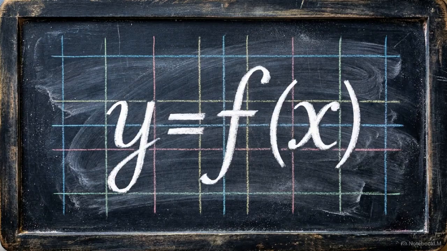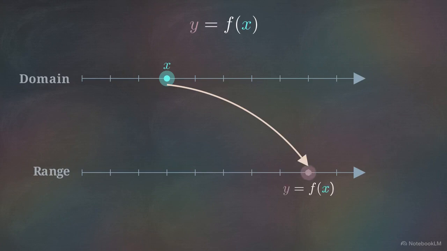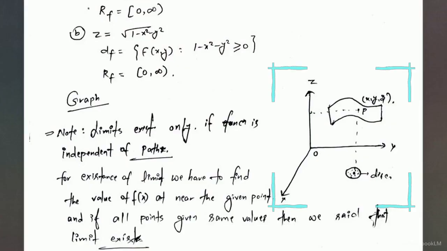Think about the baseline we already know, a one-dimensional mapping. A simple function like y equals f of x takes an input from one flat number line and maps it to a specific output on another line. Look at this sketch. For z equals f of x, y, we leave the number line behind. We are now mapping an entire two-dimensional coordinate plane to a real number line, resulting in a three-dimensional surface.